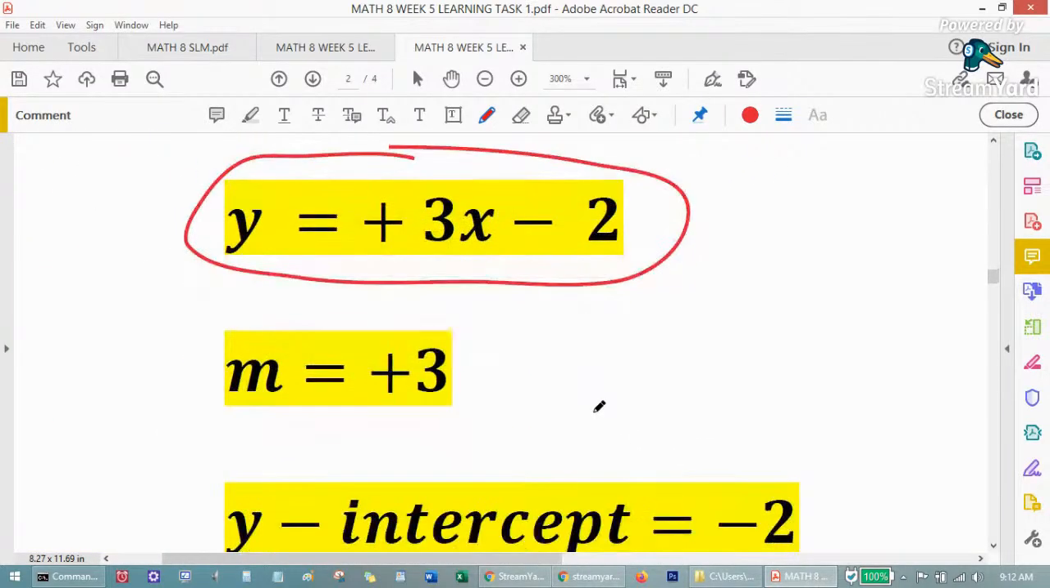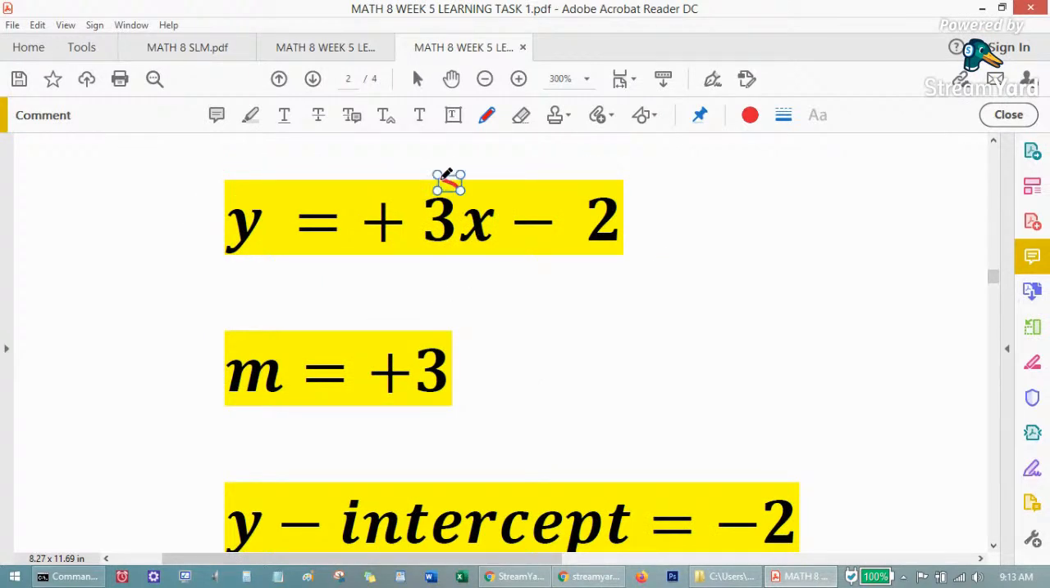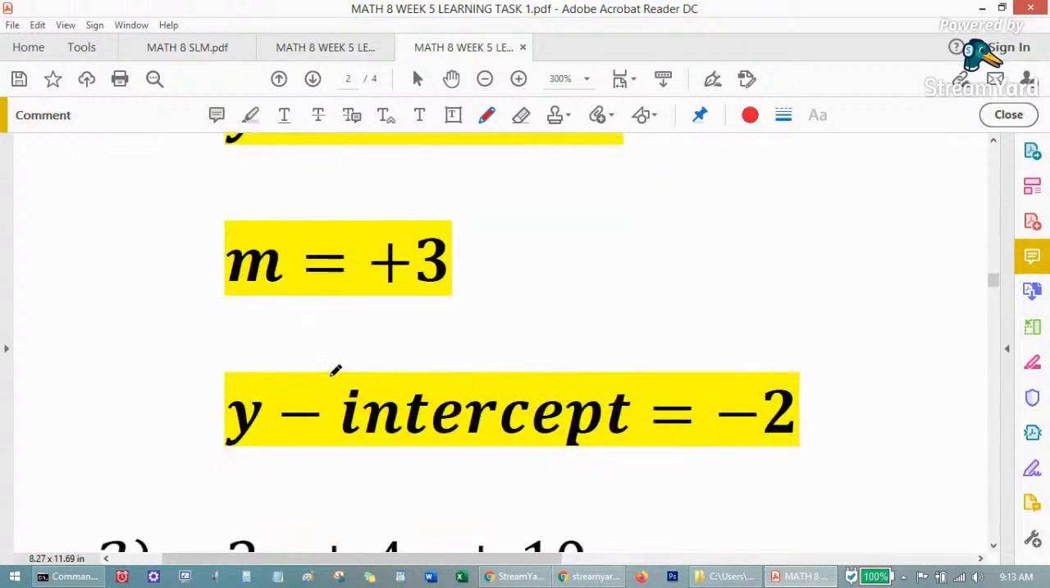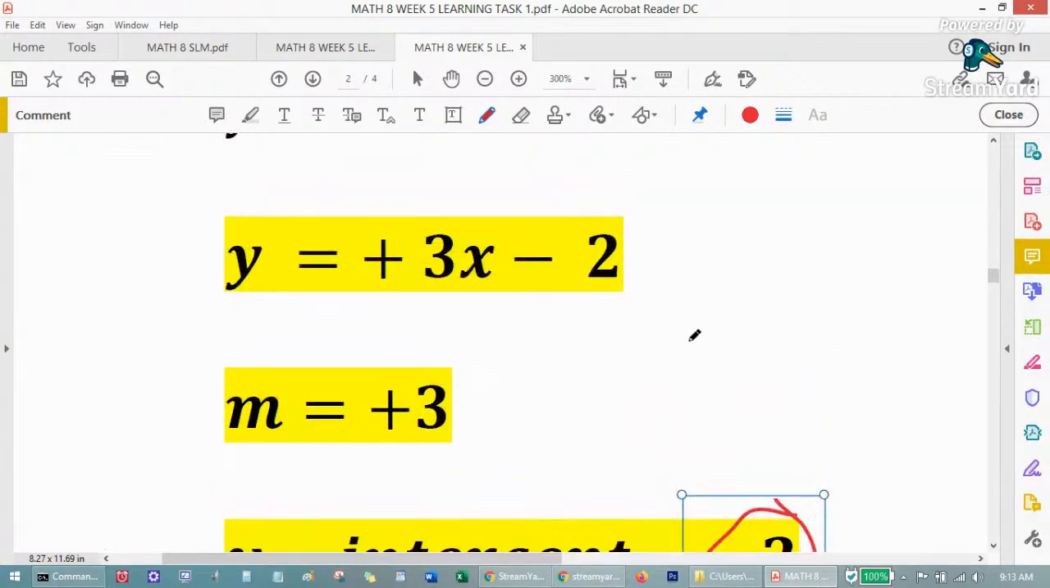Then, pinapahanap sa atin ng slope. Slope is yung coefficient ng x or yung number na katabi ng x. That number is positive 3. So, therefore, the slope is positive 3. And this is the y-intercept, negative 2. That's why the y-intercept is equal to negative 2. Okay?